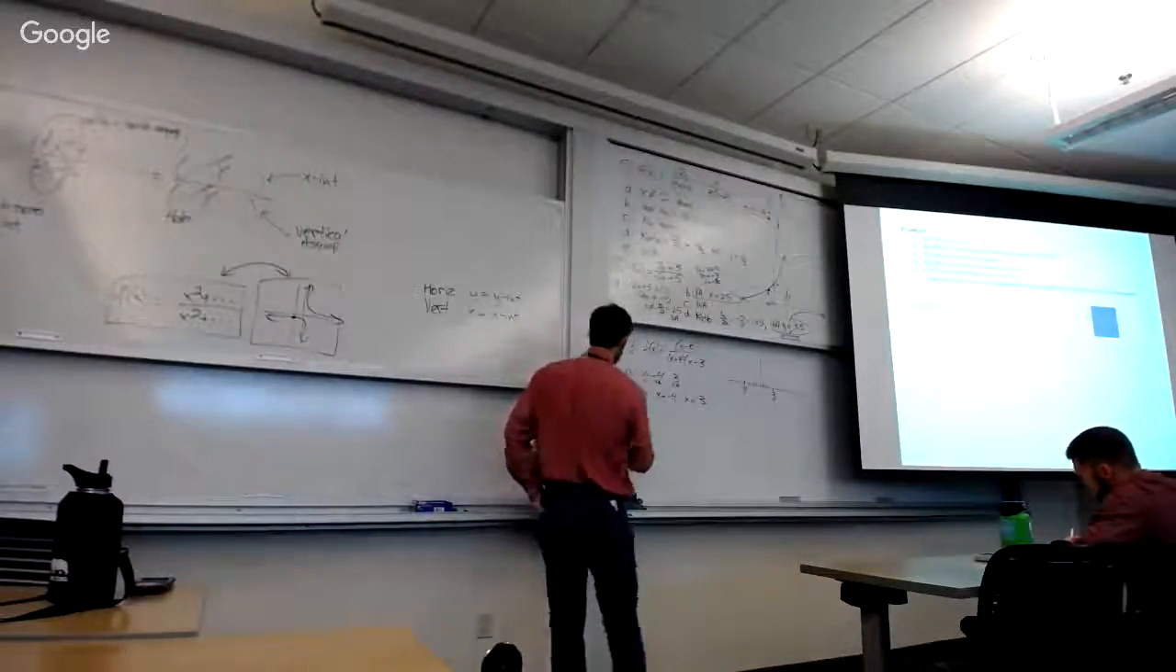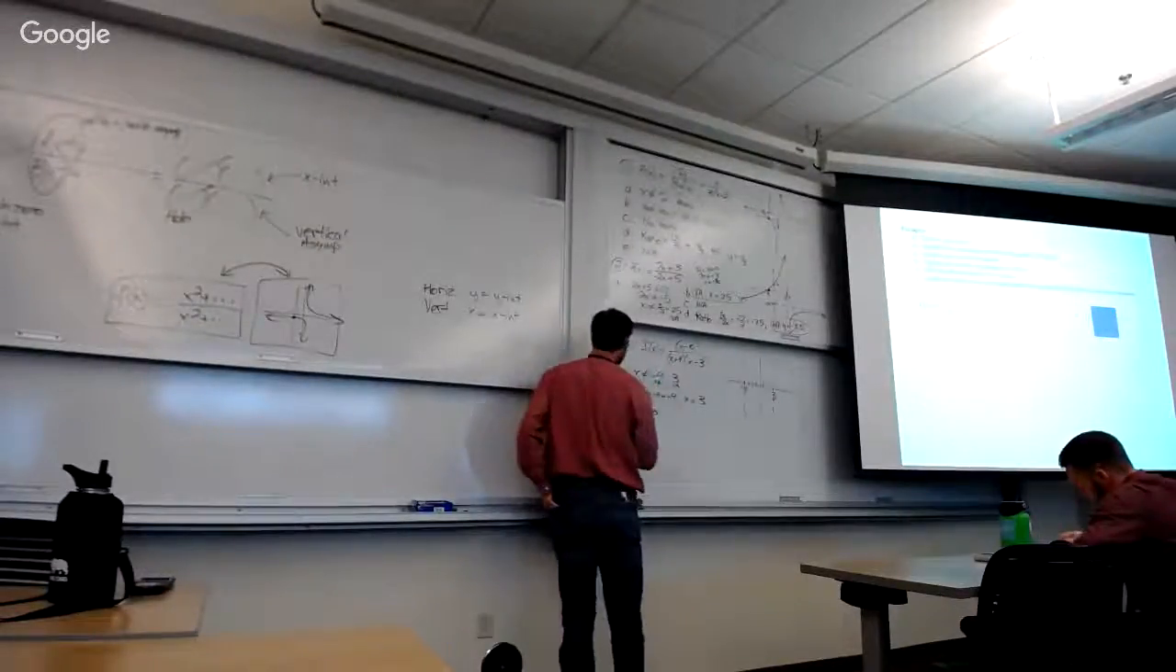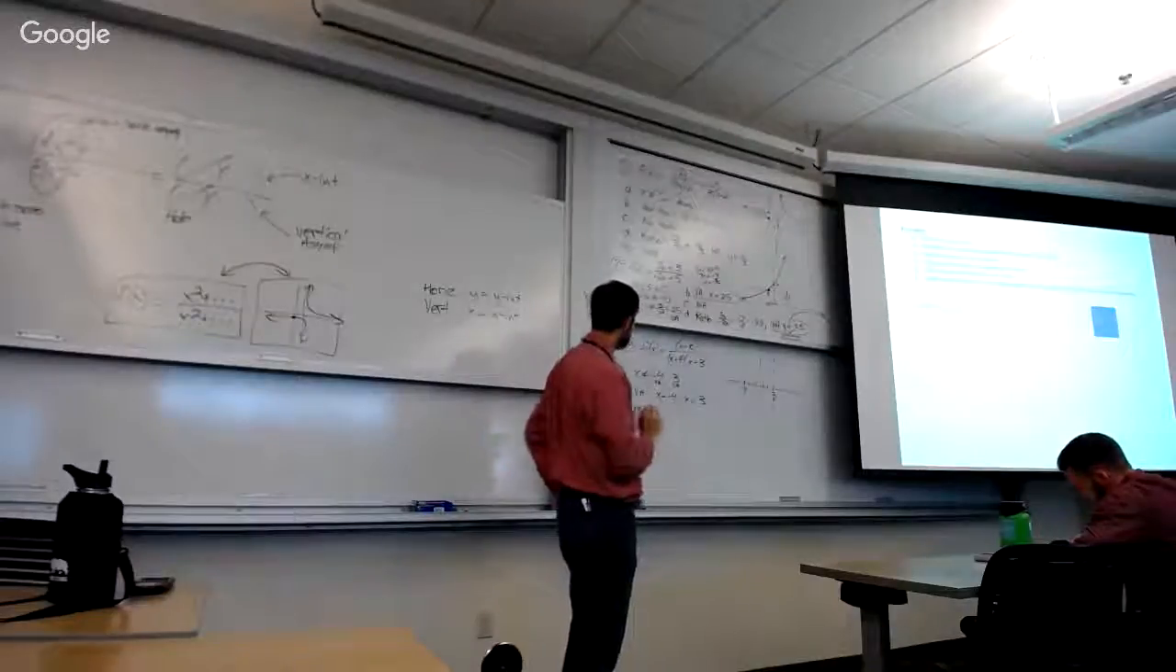Identify any holes in the graph. We didn't have any. No holes. Part D. Find the horizontal asymptote if it exists.